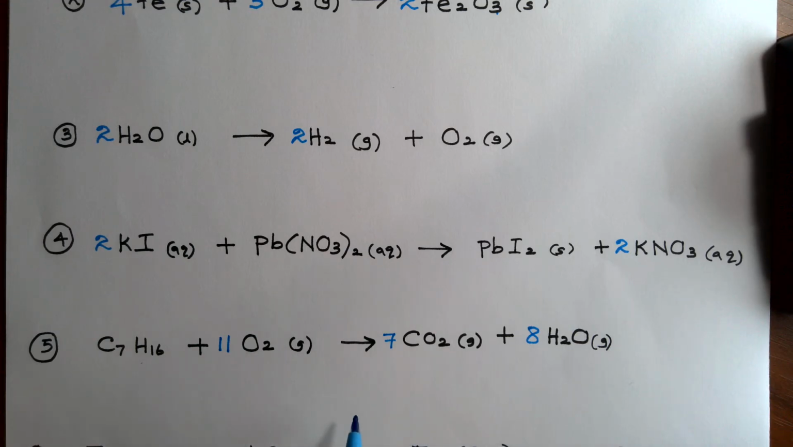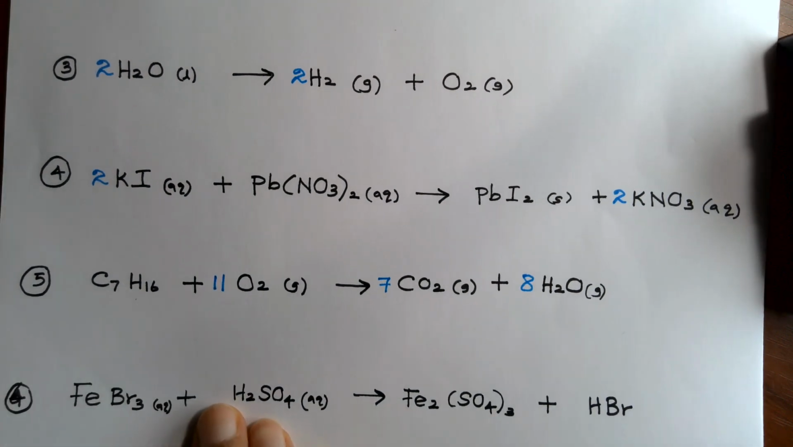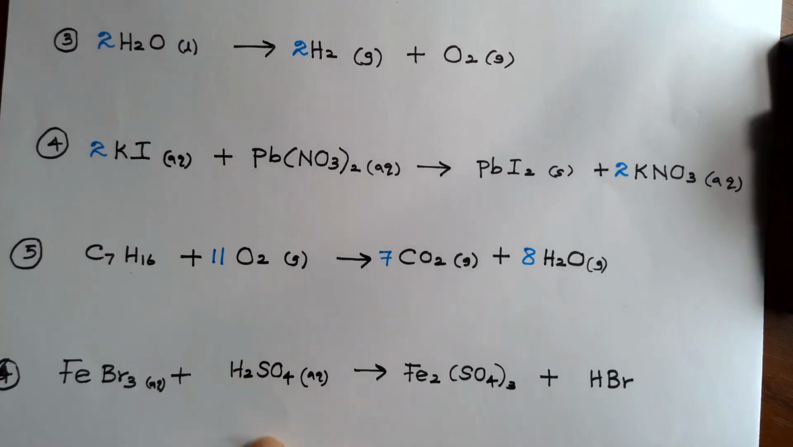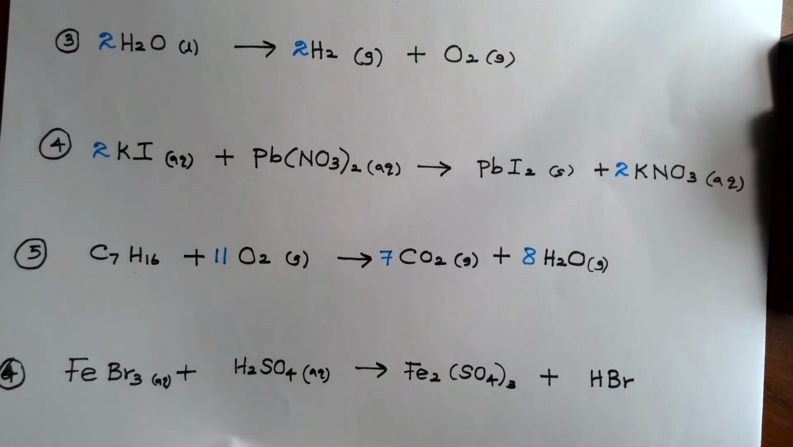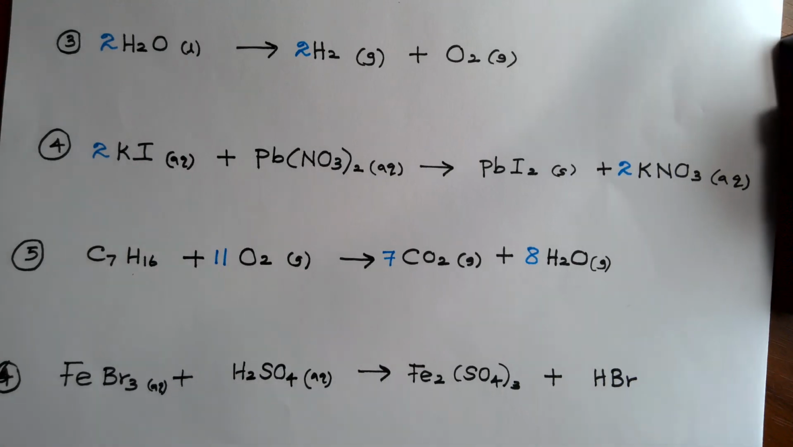The important point here is in hydrocarbon combustion reaction, not like other chemical reactions, it is kind of trial and error. However, first you need to focus on carbon, then hydrogen, and at last oxygen. Right? Let's move on to another one. Next reaction is FeBr3 reacting with sulfuric acid to form iron 3 sulfate and HBr.